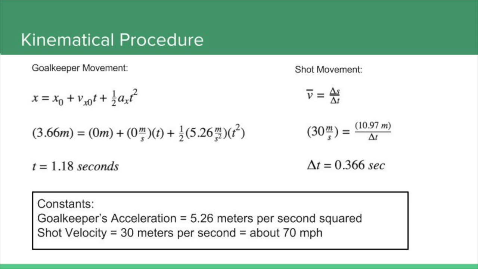For the goalkeeper's movement, I wanted to determine the amount of time it takes for a goalkeeper to move from the center of the goal to one post, which is about 12 feet. Taking the goalkeeper's acceleration into account, I found that it takes the goalkeeper around 1.18 seconds to reach one side of the goal. For the shot movement, I wanted to determine the amount of time it takes for the ball to travel from the penalty spot to one side of the post. Taking the shot velocity into account, it takes the ball about 0.366 seconds to travel this distance.